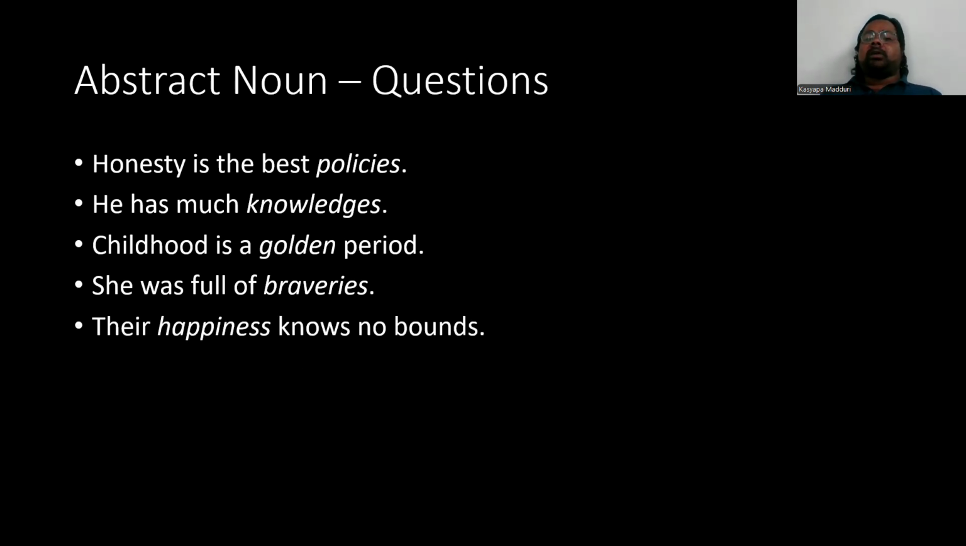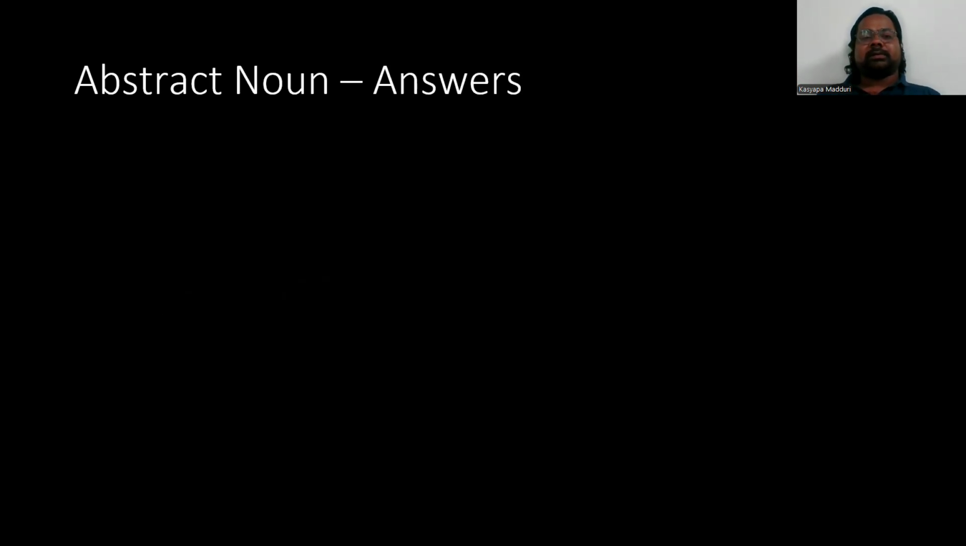Next, their happiness knows no bounds. See here, you might think happiness is a plural word, but it's an abstract noun. Their happiness knows no bounds. Happiness is singular. You might get confused with bounds there. Oh, bounds, S is there, so it's plural, so it should be no bounds. But it is their happiness knows no bounds, not their happiness know no bounds. Okay, so this is the right answer. This is the correct sentence. Okay, let us see.